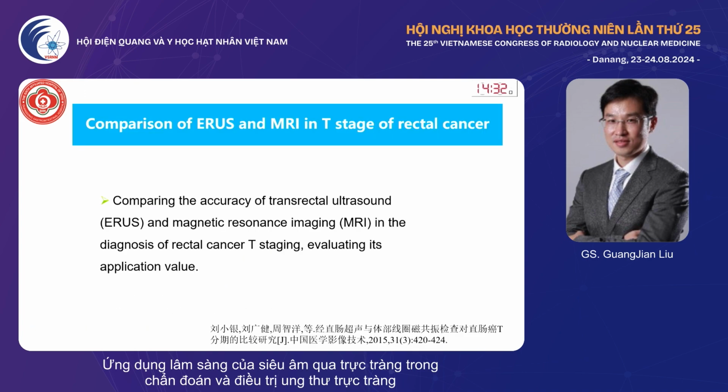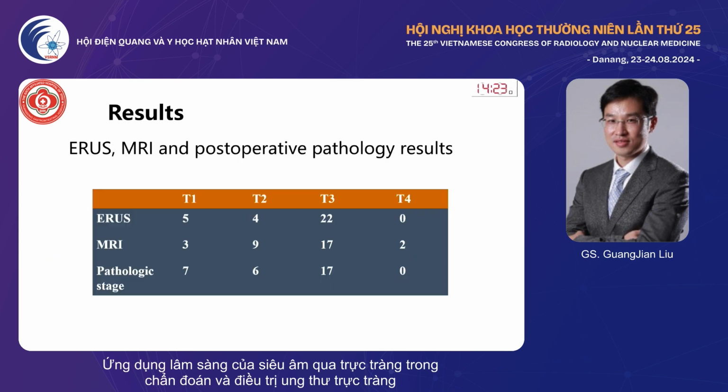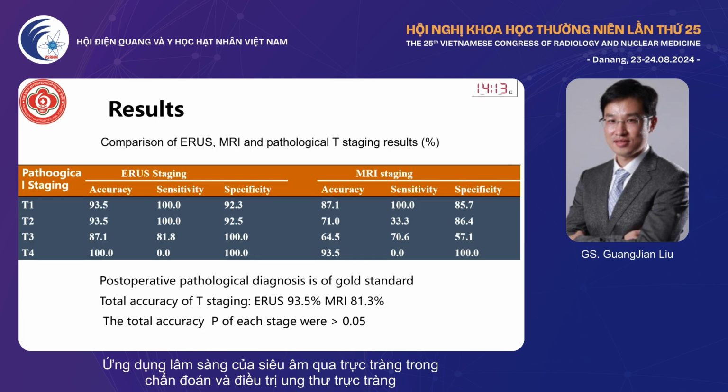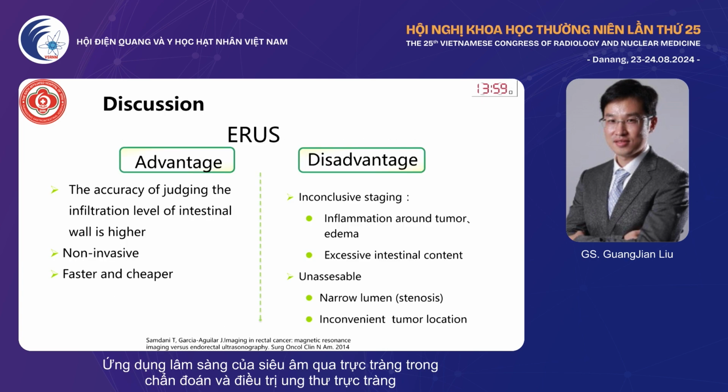We compared the diagnostic accuracy of ERUS and MRI in our center. This was almost 10 years ago. As we can see, the accuracy of endorectal ultrasound is a little bit better than MRI, especially for the early stage. For the T1 stage, we have an accuracy of over 90%, but for MRI, it's only 70 to 80%. But for the T3 and T4 stage, they are equal modalities.